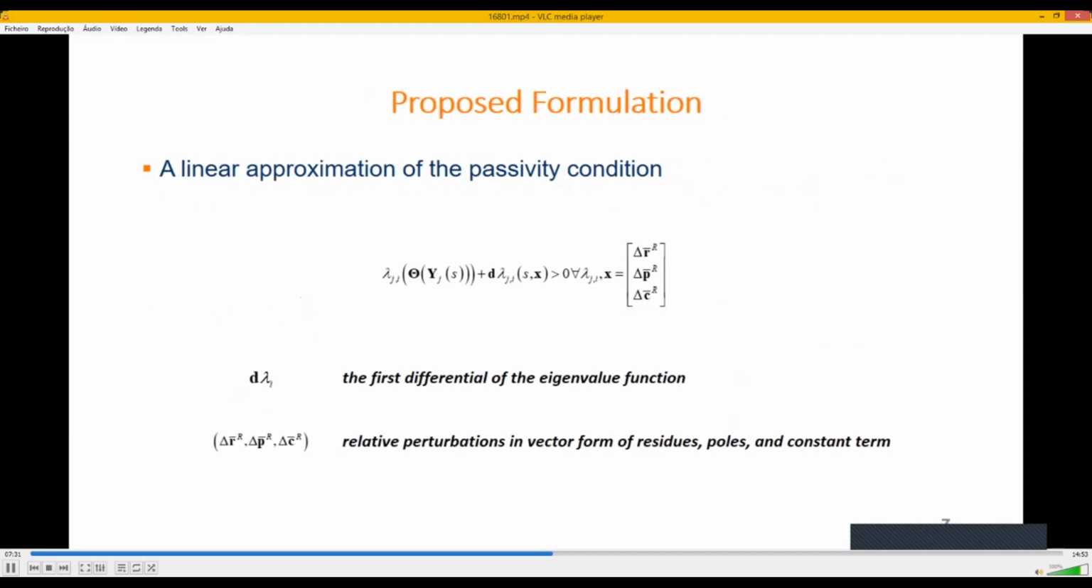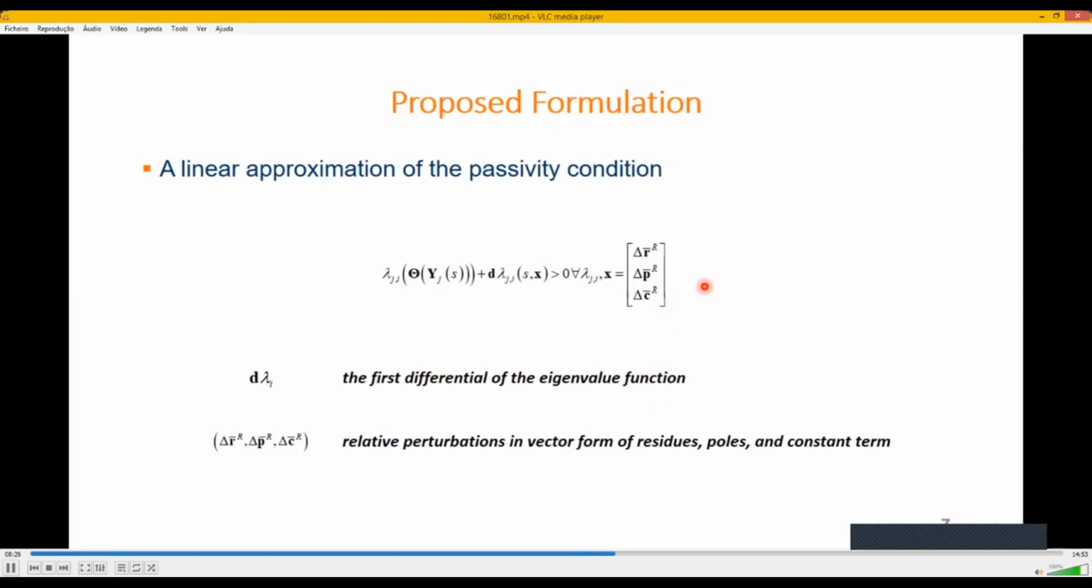In this slide, we can see the proposed formulation. The equation here represents the proposed formulation, which is a linear approximation of the passivity condition. I have perturbations in vector form for residues, poles, and constant term, such that it makes all the eigenvalues of the Yj function on the positive side. The relation between the eigenvalues of the theta function of Yj and the perturbations in residues, poles, and constant term is nonlinear. Therefore, I am here proposing a linear approximation which uses the first differential of the eigenvalue function.